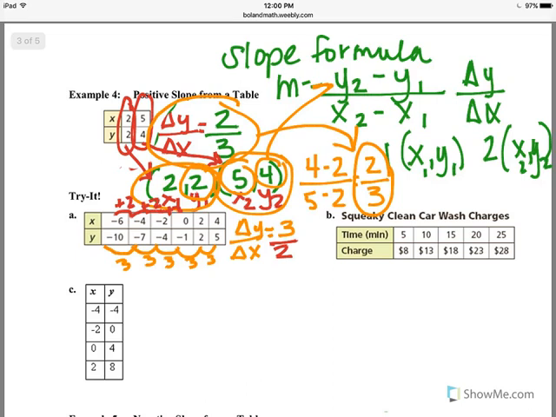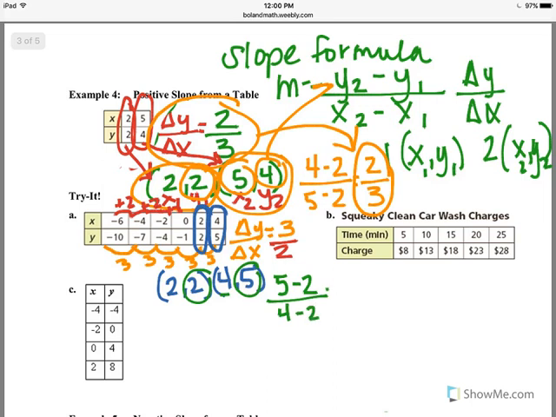When you calculate the slope, you're only using two coordinates, right? So you can pick any two coordinates on this table. So I'm going to pick the 2, 2 coordinates and the 4, 5 coordinates. So 2, 2 and 4, 5 are my coordinates that I'm going to plug into the slope formula. So I have y2 minus y1 and then x2 minus x1. So my slope is 2/3.